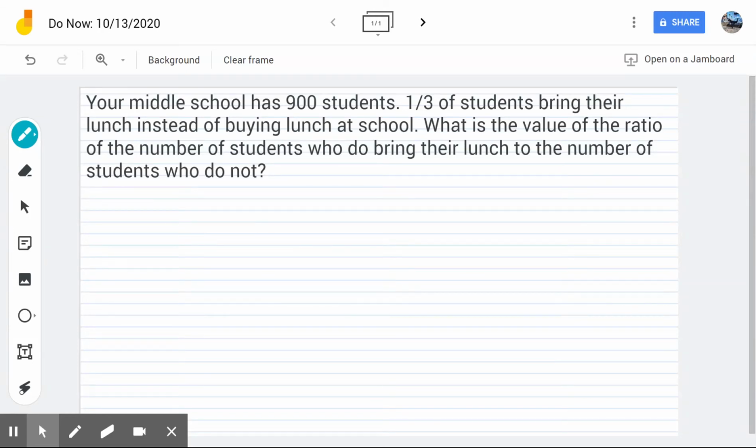Your middle school has 900 students. One third of students bring their lunch instead of buying lunch at school. What is the value of the ratio of the number of students who do bring their lunch to the number of students who do not?